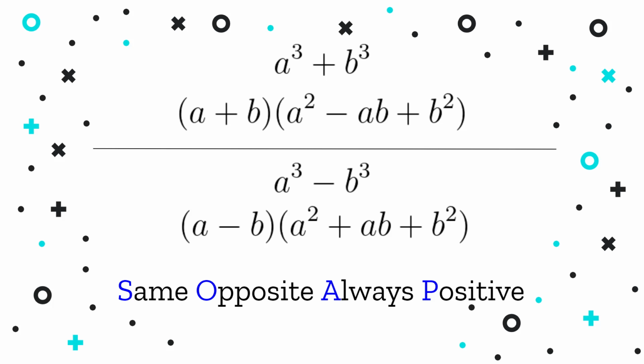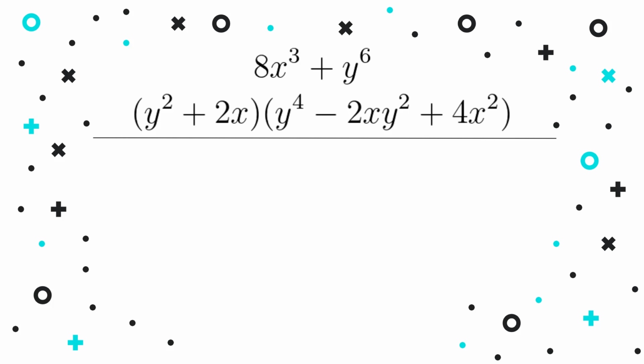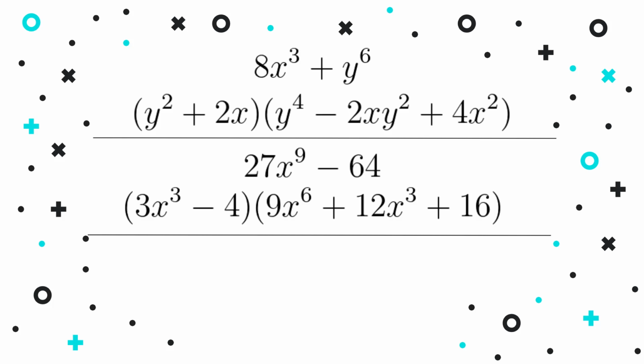Now let's look at an example of the sum of perfect cubes. So plugging into that formula, we get y squared plus 2x, and then y to the 4th minus 2xy squared plus 4x squared. And then looking at difference of perfect cubes, we plug into the formula and get the answer seen here.